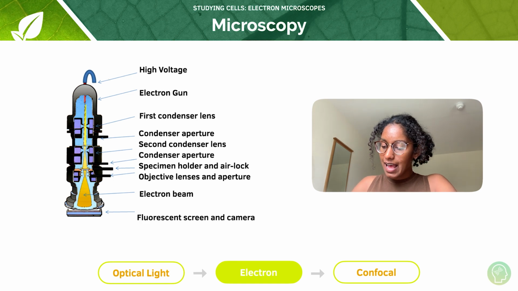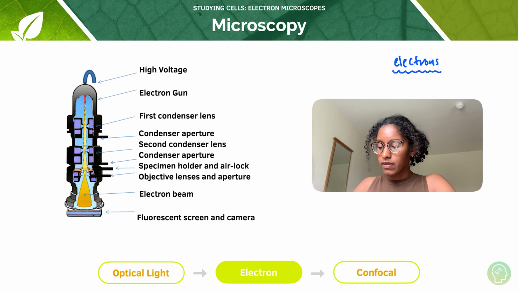So as the name suggests, they use electrons to form images. Now, electrons are smaller than light photons, hence they have a much greater resolution. So because they are smaller than light photons, they have a much greater resolution than optical microscopes.